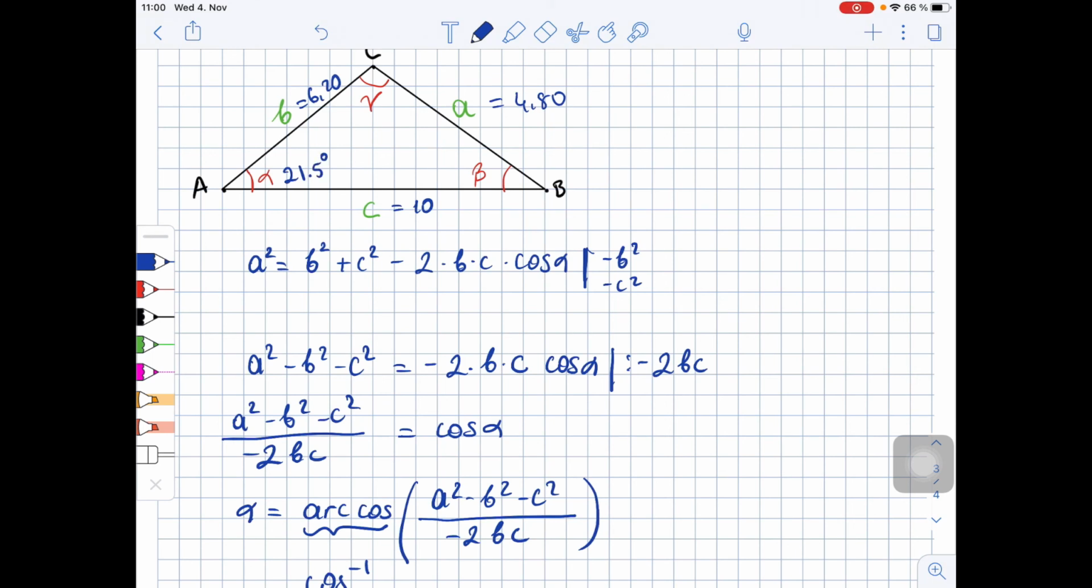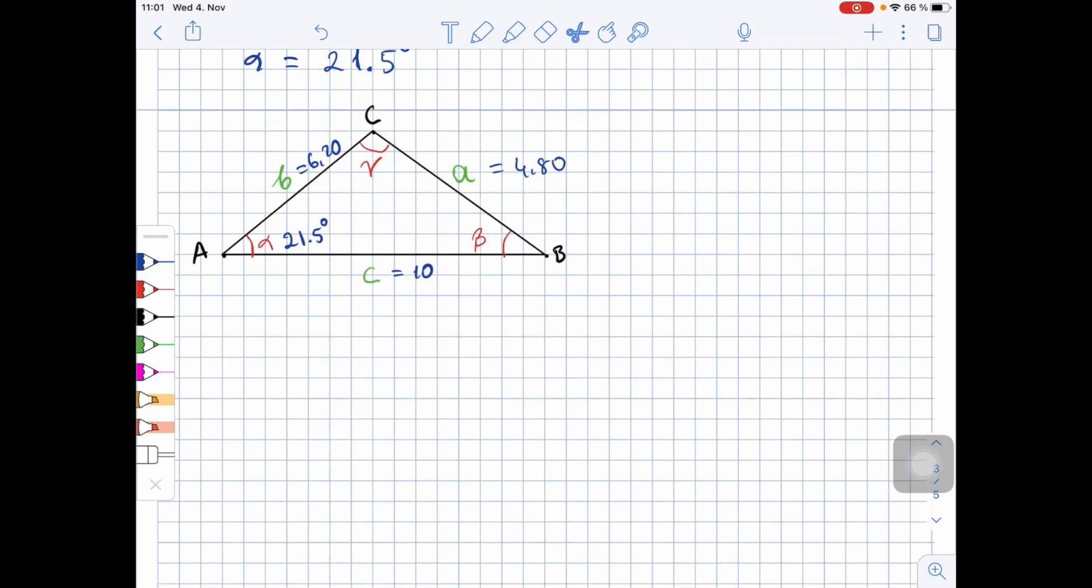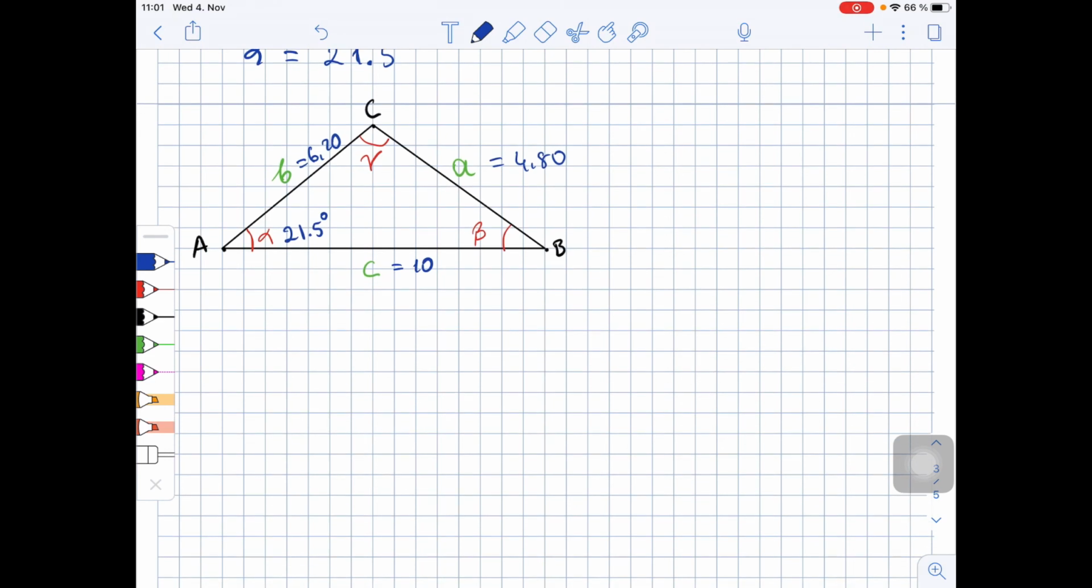21.5 degrees. Now, I can use the sine rule, right? I know this, for example, I know this angle and I don't know this angle. So I can use this sine rule. Sine 21.5 divided by this, sine beta divided by this. What I know is alpha degrees and then I know a. Let's use the sine rule to find the beta degrees. Let's do it then. Okay, sine rule. How is it going to work?